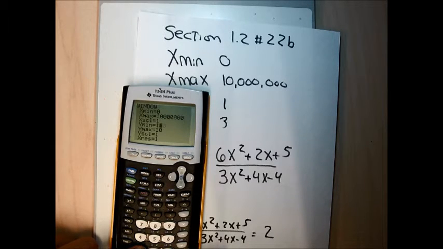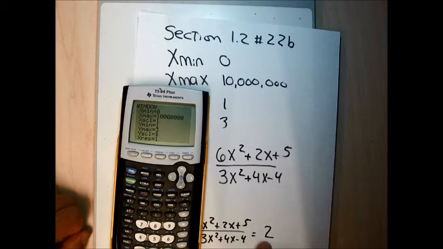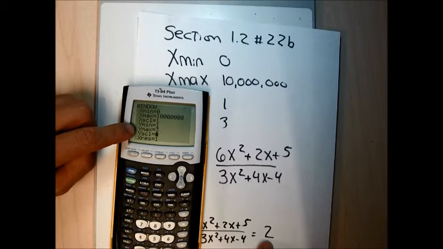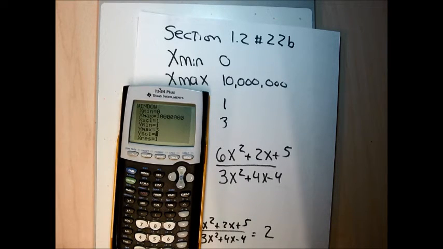I just want to make my y's 1 and 3. The reason the y's were 1 and 3 is because I knew ahead of time the limit was 2. So if I make my y min less than the limit at infinity and the y max greater than the limit at infinity, then I know I'm going to see the limit on my graph. The graph itself isn't going to show a lot of detail. I probably won't see any maximums or minimums, but that's not important.